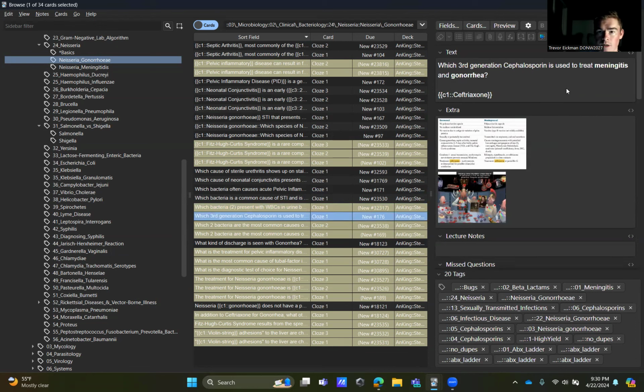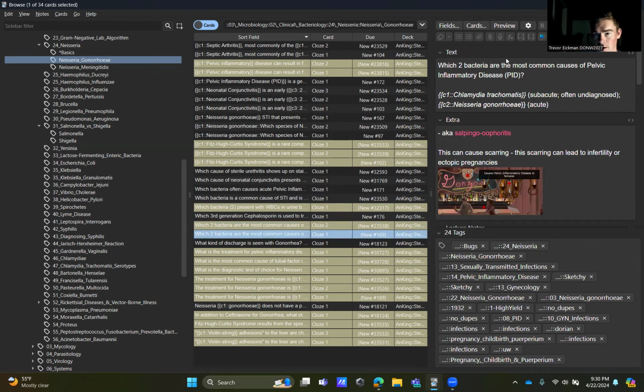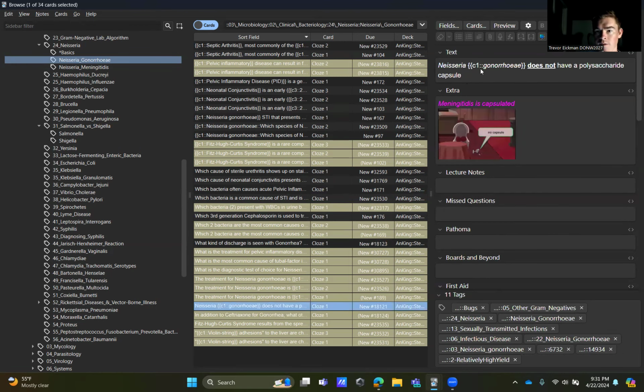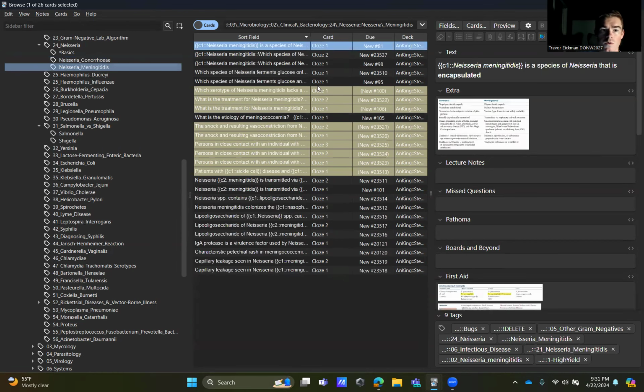Treating meningitis or gonorrhea with ceftriaxone. Again, didn't want these two here, which two bacteria cause them are the most common causes of pelvic inflammatory disease. Just know that Neisseria gonorrhea causes pelvic inflammatory disease. And then what kind of discharge is seen with gonorrhea? The creamy white purulent discharge. And then you can skip over a bunch, and the last one down here is Neisseria gonorrhea does not have a polysaccharide capsule.